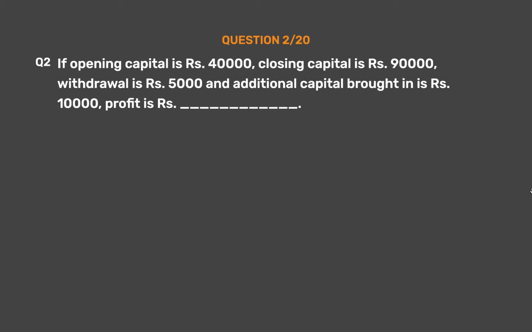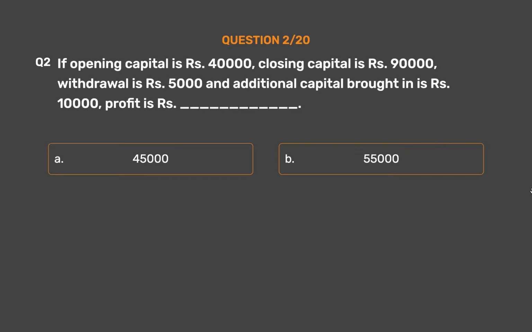Question number 2. If opening capital is 40,000 rupees, closing capital is 90,000 rupees, withdrawal is 5,000 rupees and the additional capital brought in is 10,000 rupees, profit is Rs. Option A. 45,000. Option B. 55,000. Option C. 35,000. Option D. 50,000.